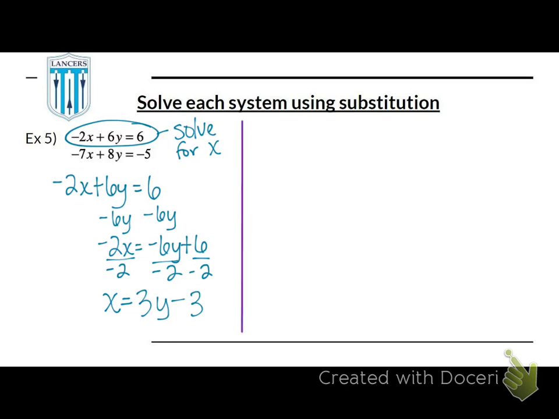It's almost like starting fresh. We're going to use x equals 3y minus 3. We're also going to use the bottom equation, the -7x plus 8y equals -5. Okay, we got x alone here. So we're going to plug that expression in for x in the other equation.